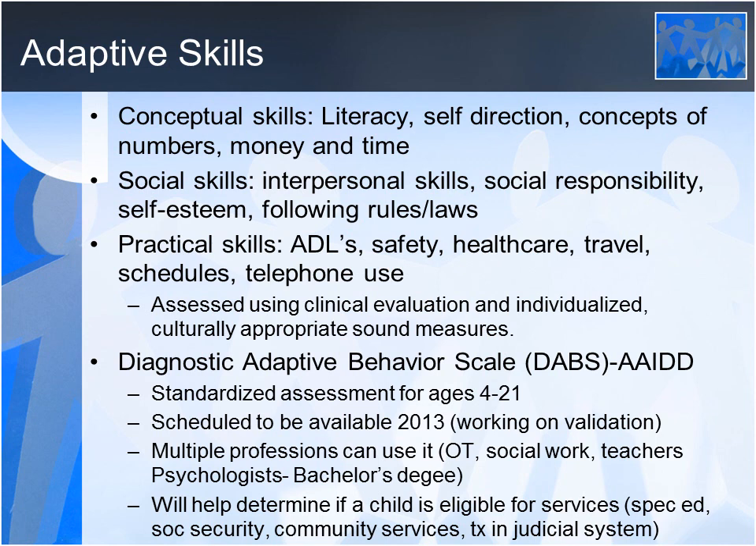They're assessed using clinical evaluation and individual culturally appropriate, sound measures. Again, that's coming from the DSM-5. Now, the AAIDD website is coming up with a specific assessment tool to assess adaptive skills. What they've come up with so far is the Diagnostic Adaptive Behavior Scale. It's a standardized assessment for ages 4 to 21. Again, it's looking at these adaptive skills: conceptual skills, social skills, and practical skills. And it's scheduled to be available in 2013.